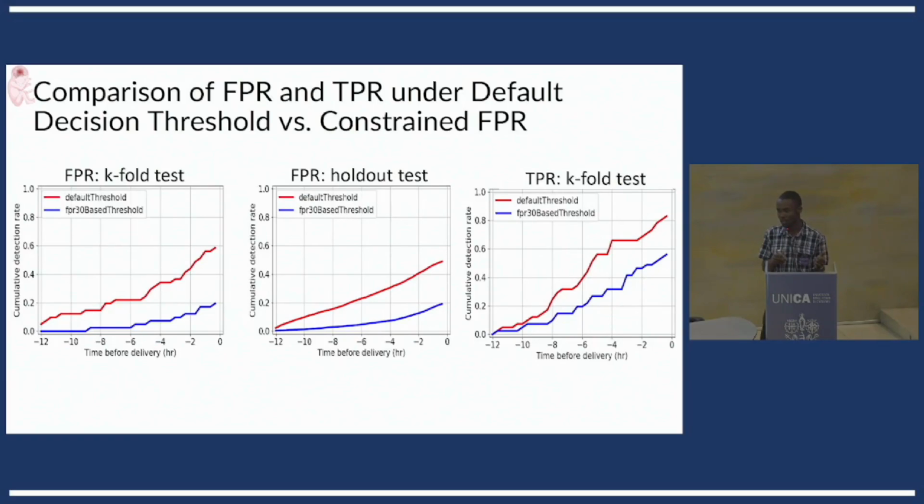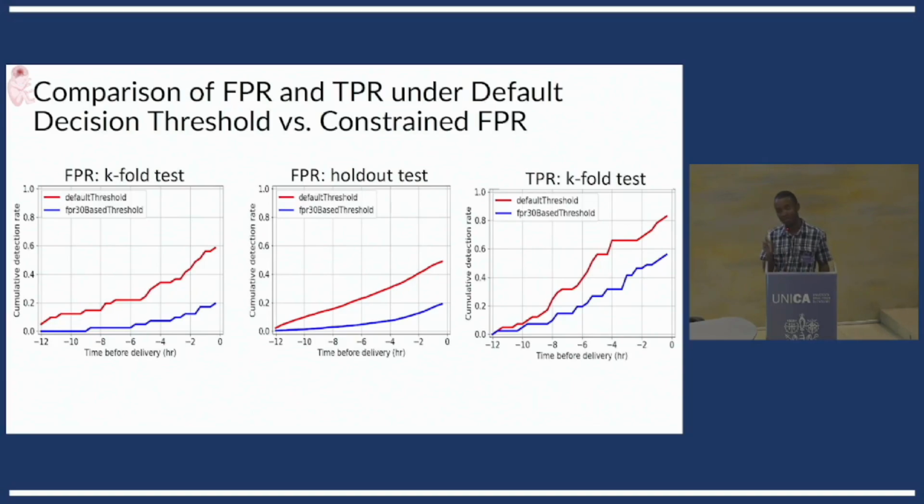The first result is looking at the k-fold cross-validation test results. The second one is using the holdout test, that's the 4,000 healthy cases. And the third plot is looking at the true positive rate, that's in the HIE cases, what's the effect. So on the left, I'll talk about the first plot. The red one shows the performance when I use the default classification threshold of 0.5. Then the blue one is the performance when I use the constraint threshold.